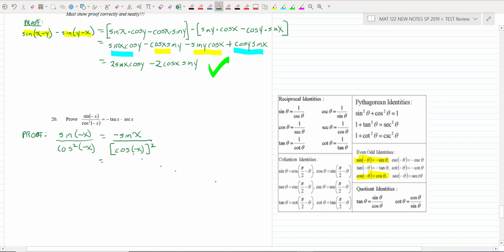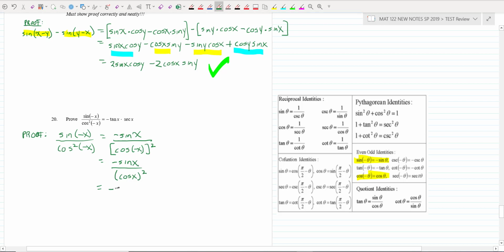Now we know that the cosine of negative theta is just cosine theta. So we're going to be left with negative sine x over cosine of x, the whole thing squared. Okay, so I'm just utilizing those two identities. I'm replacing equals for equals. All right, sine of negative x is negative sine x. Cosine of negative x is cosine x.